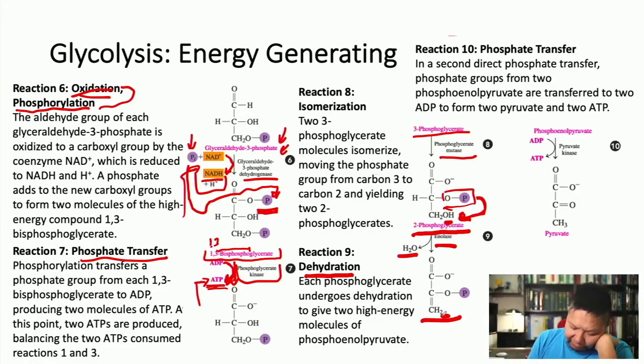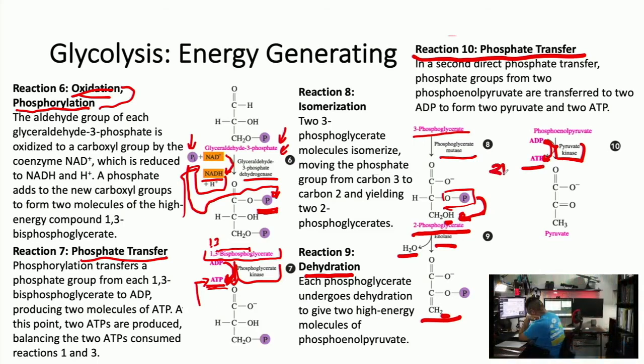This phosphoenolpyruvate in reaction 10 gets another phosphate transfer, where pyruvate kinase comes in and transfers a phosphate group from phosphoenolpyruvate to ADP, making another ATP, right? And we're about to end glycolysis, and we've already made 2 ATPs, 2 ATPs already, right? So that's why it's the energy generating phase.